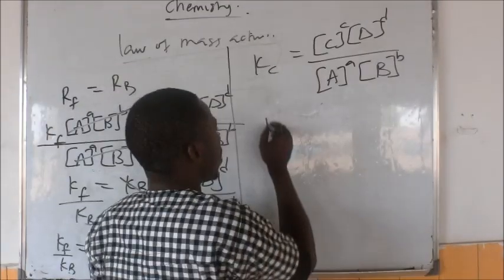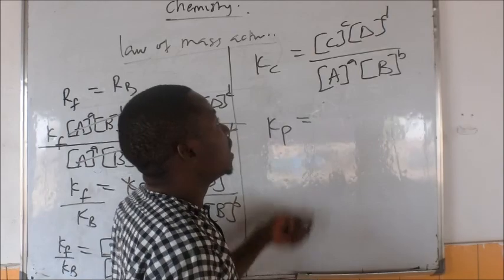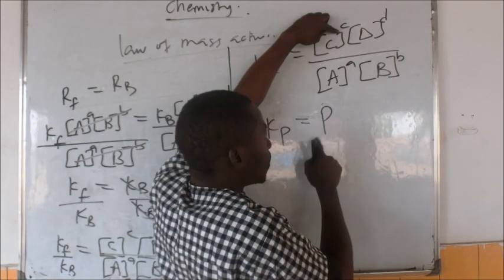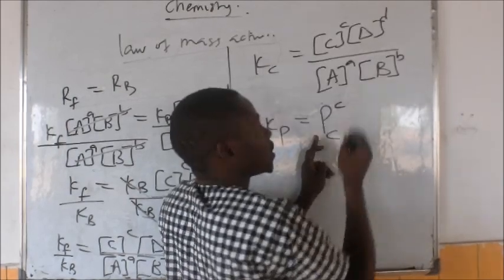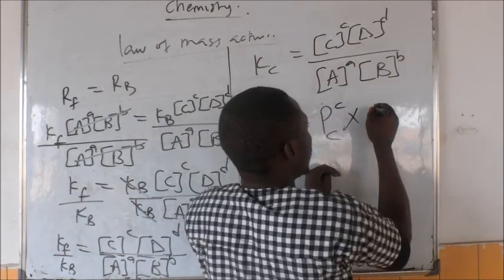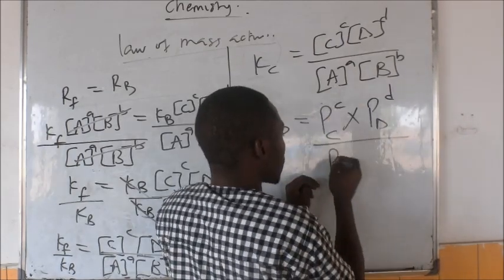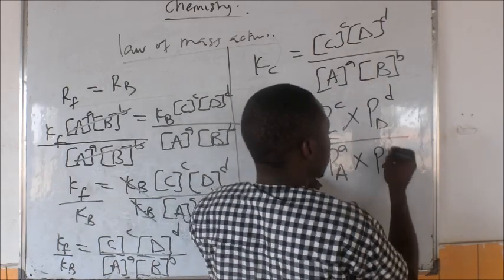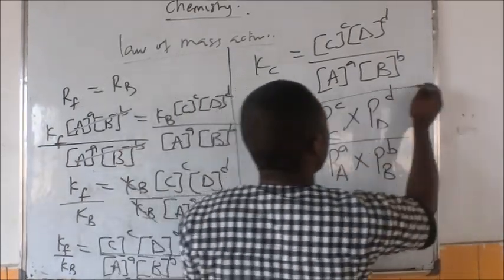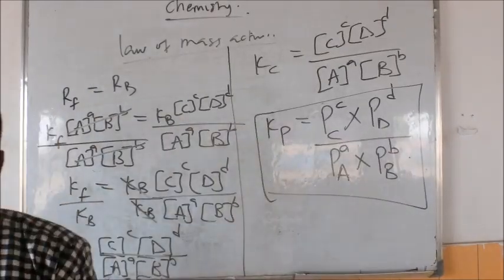For partial pressure, you now call it Kp, which is equal to, instead of concentration, P, the symbol for partial pressure. Pc raised to power its coefficient C, multiplied by Pd raised to power its coefficient, divided by Pa raised to power its coefficient, multiplied by Pb raised to power its coefficient. This is the equilibrium constant in terms of partial pressure.